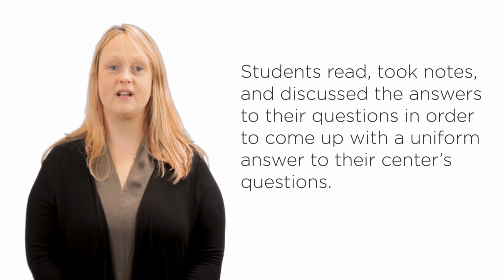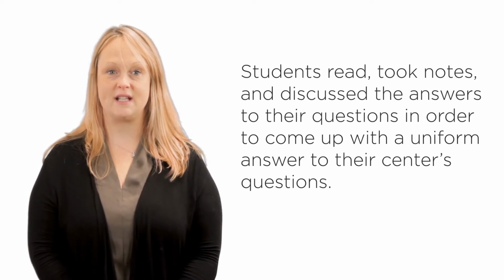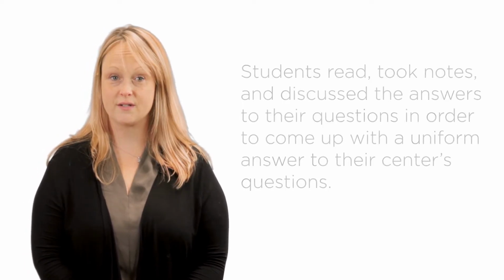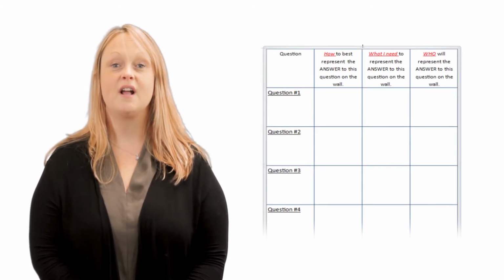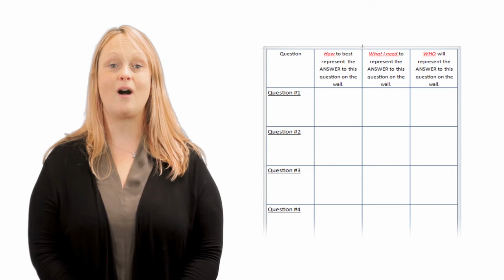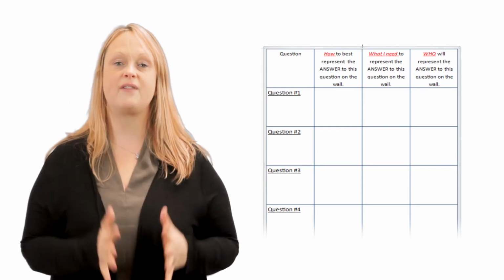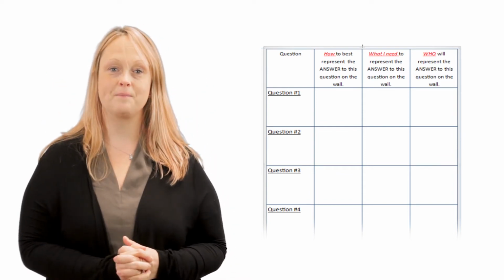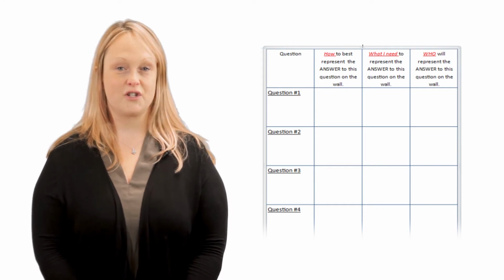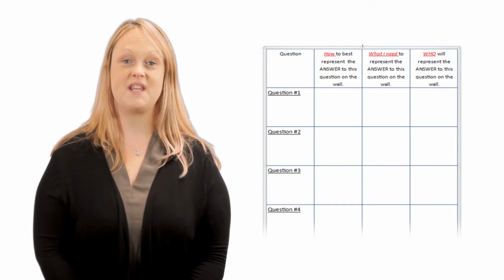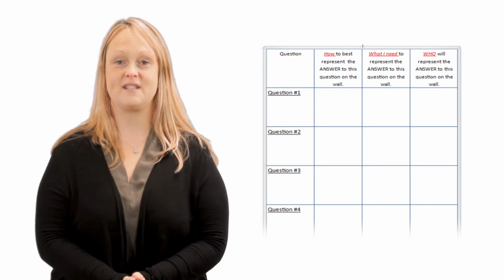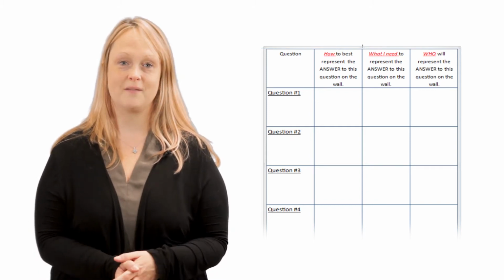The answers will be written on the WHH sheets in the students' research folders. After the students created uniform answers to their question, they worked together to discuss how they would want to represent the findings on the Colonial wall. They participated in discussions, made lists of materials they would need, divvied up the jobs, and began to create their visual representations using this chart.